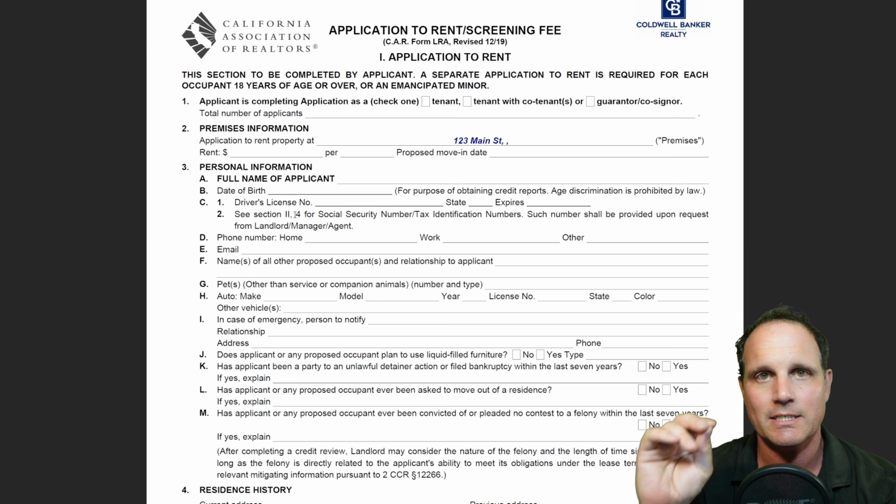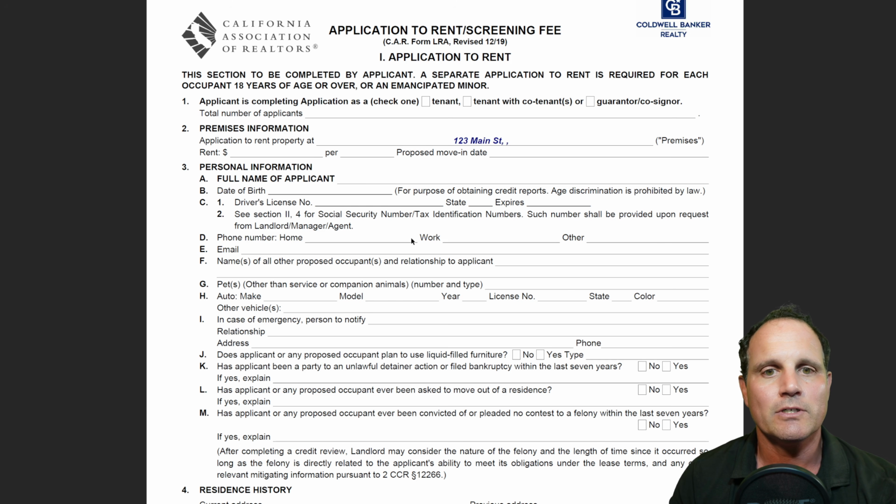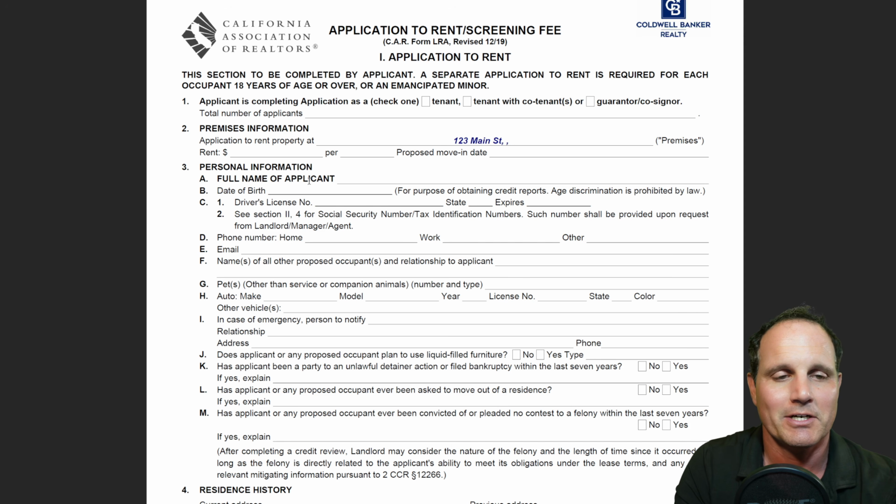Section 2C covers the social security number. We'll talk about that in a minute. Again, a lot of common sense stuff. Phone number, make sure this is legible. Email, make sure this is legible. We send a screening link via email, and if we can't read your email, it causes problems.